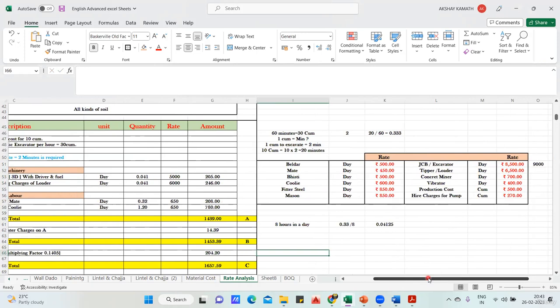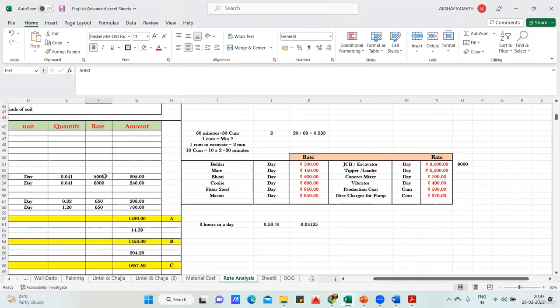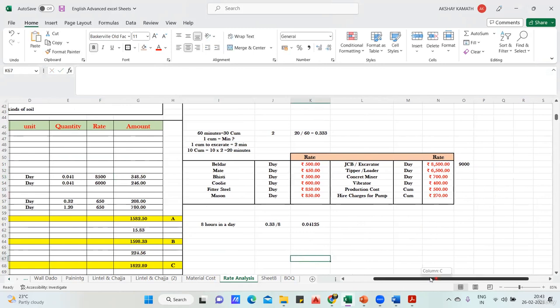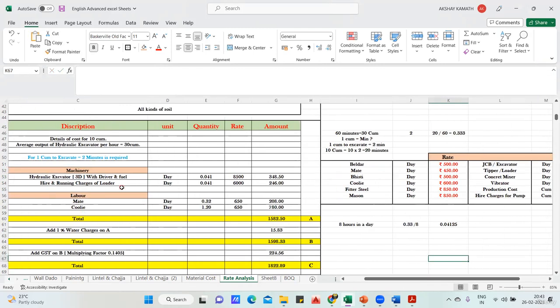So it totally depends on you, what equipment you may have, or if you want to procure it from someone, then you need to check what rate he's going to put. So I'll put 8,500. Got it? Now coming to the loader. The loader is also the same thing, 0.041.